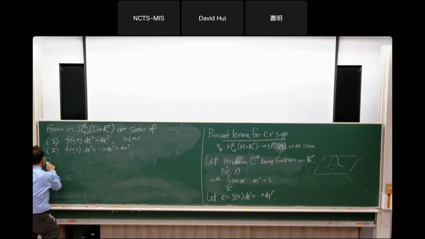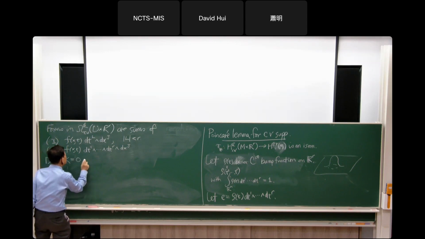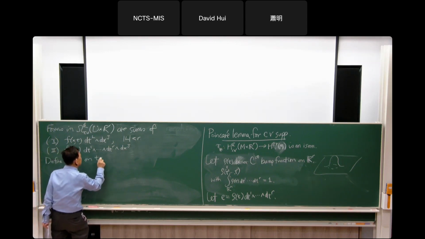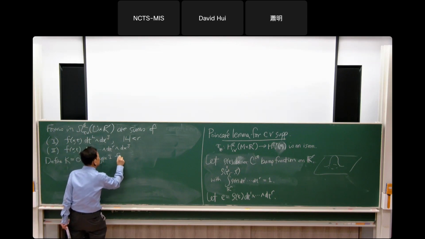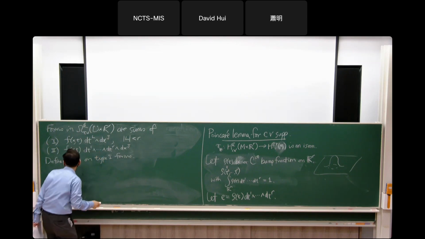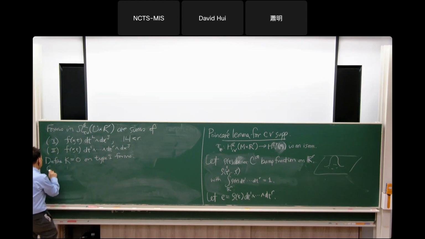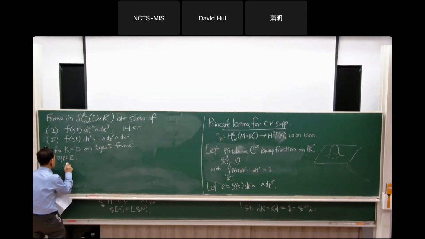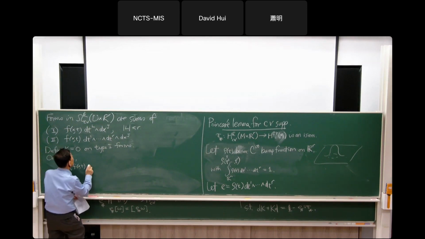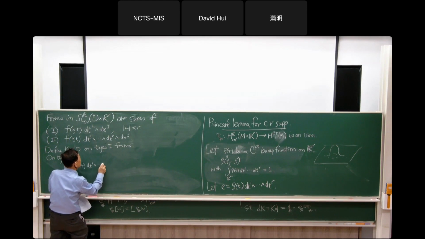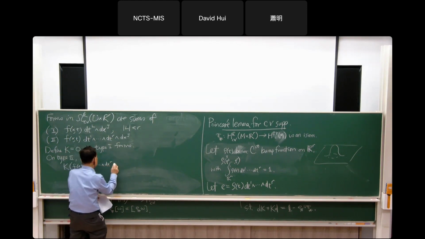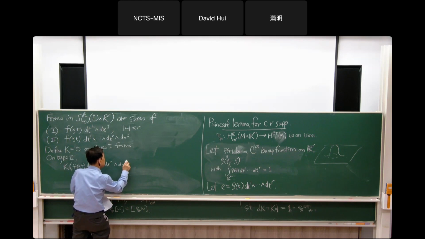And so we define k to be 0 on type 1 forms. And then on type 2, k of f of x,t dt_1 wedge ... wedge dt_r wedge dx_J.